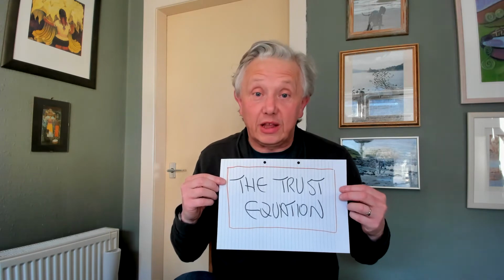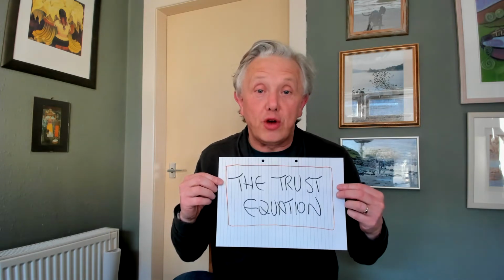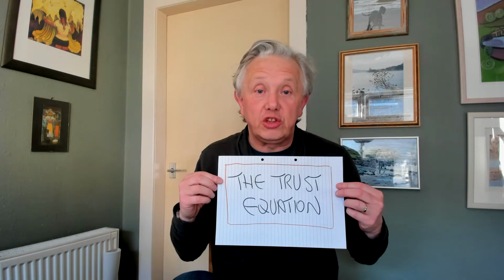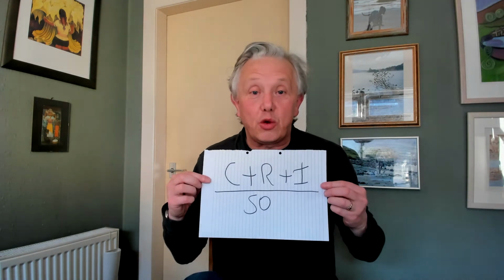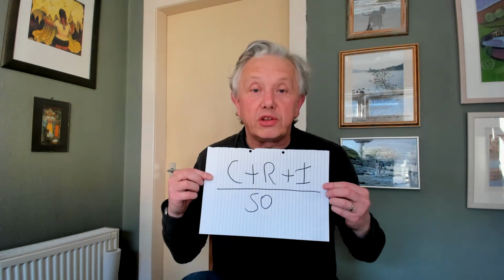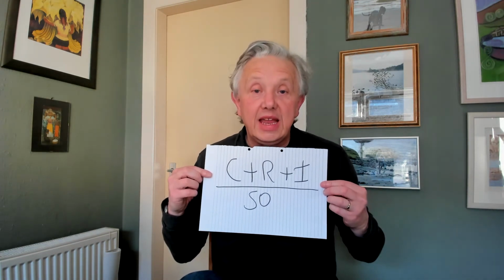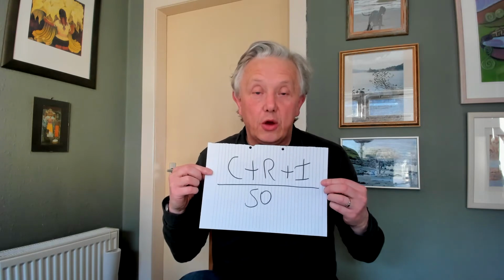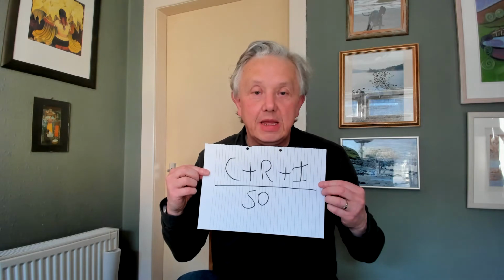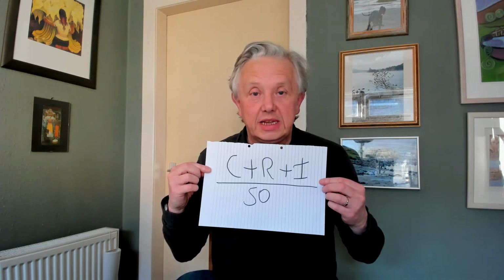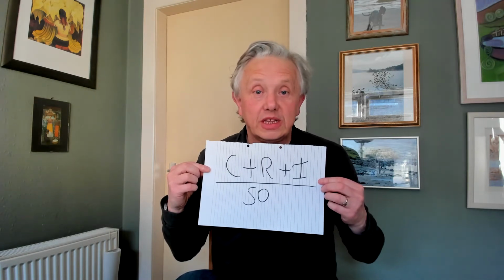What we're going to do is take a look at the equation and then the four elements within it and how we can use it when we're out there in that wide world. So let's start off by taking a look at the equation itself. C plus R plus I divided by SO, and that's credibility, reliability, intimacy divided by self-orientation. So let's take a look at these four elements.